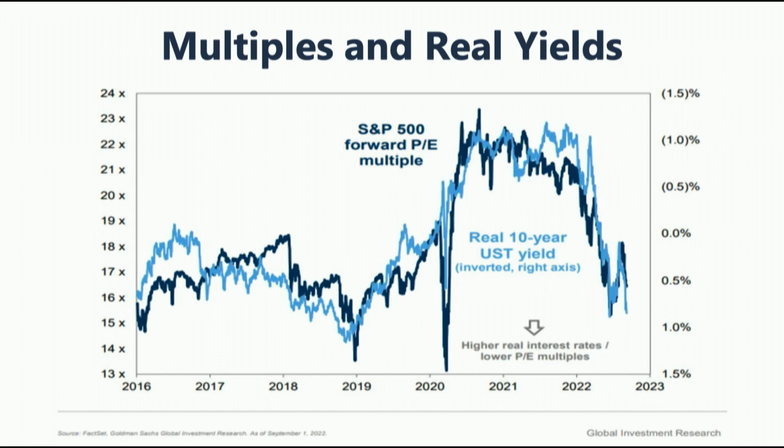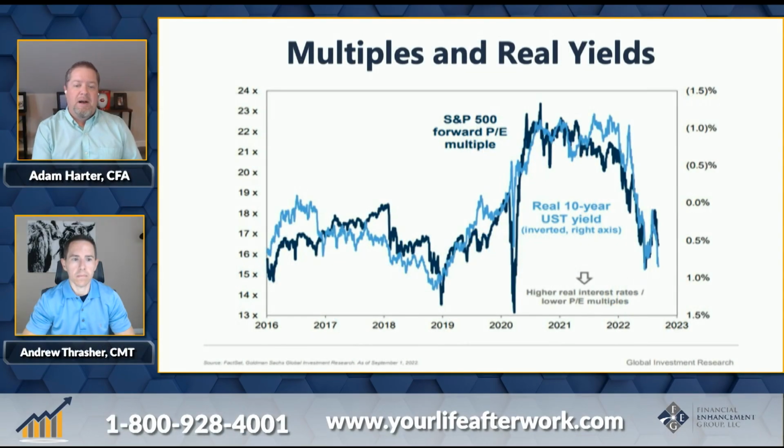If I were to take a step back and look at this chart, I would see a couple of things. Number one, we were able to spend a lot of time a couple of years ago at 21, 22, 23 times earnings on the S&P 500. That was a great environment, but clearly a part of that was that we just had interest rates too low for too long.